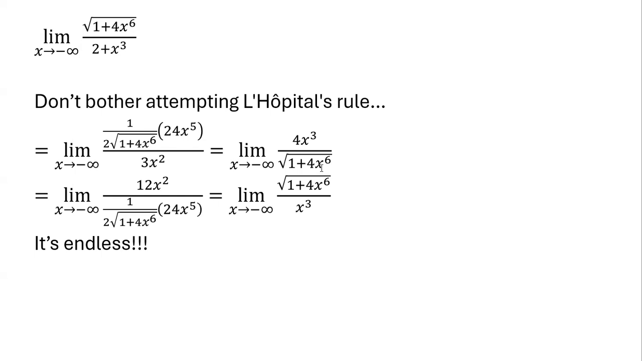So we use L'Hopital's rule again. Differentiate the top, you get 12x squared. Differentiate the bottom, you get that mess over here. You start simplifying, you get this over here. It's infinity over infinity again. You could differentiate again, do L'Hopital's rule again, simplify, and then it's endless. It's an endless loop. You're not going to get anywhere with this. Okay? So we have to go back.